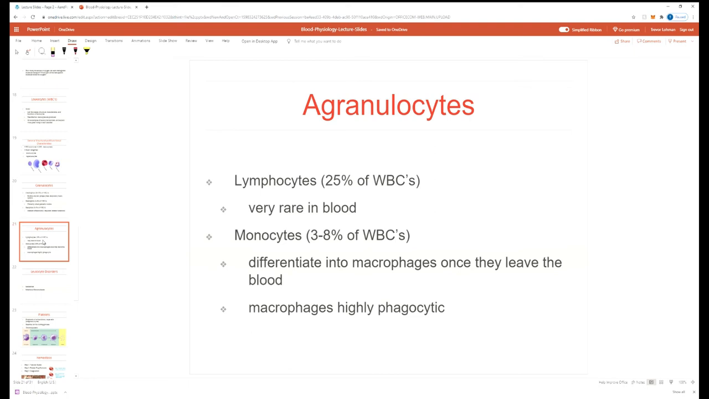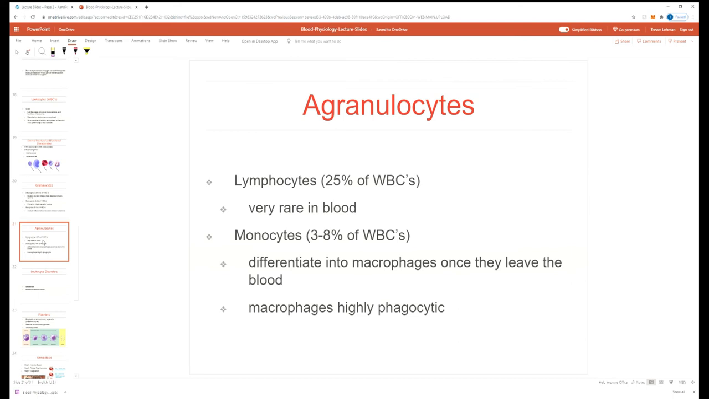Then we have monocytes, about 3 to 8% of white blood cells. Monocytes themselves don't do a whole lot. Monocytes are basically inactive macrophages that are circulating in the blood, looking for a reason to leave circulation and engage in some type of warfare with bacteria. So basically they leave the blood and enter the tissue, areolar connective tissue in particular.